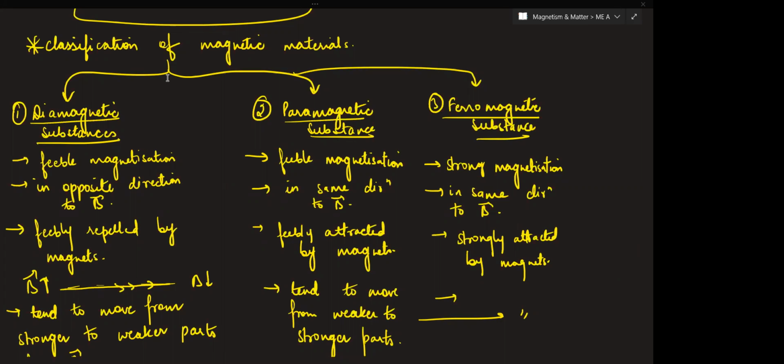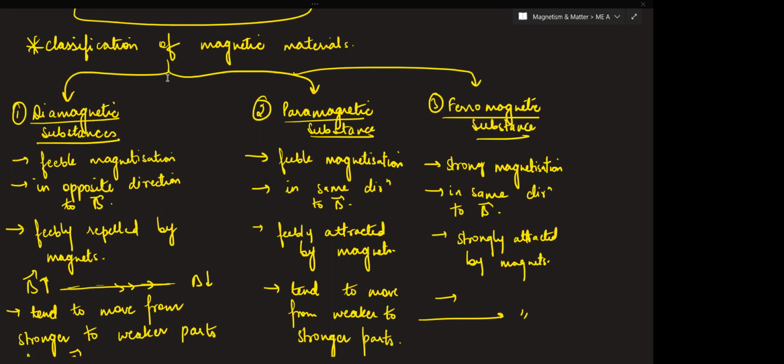In case of a non-uniform magnetic field, diamagnetic substances tend to move slowly from stronger to weaker parts. Paramagnetic substances tend to move slowly from weaker to stronger parts. Ferromagnetic substances also move from weaker to stronger parts, similar to paramagnetic, but the difference is that they move quickly, rapidly.